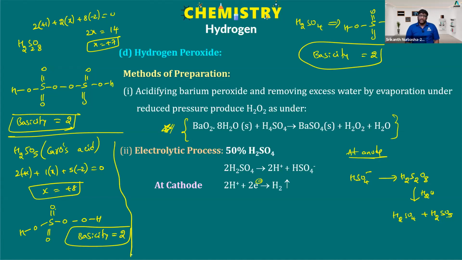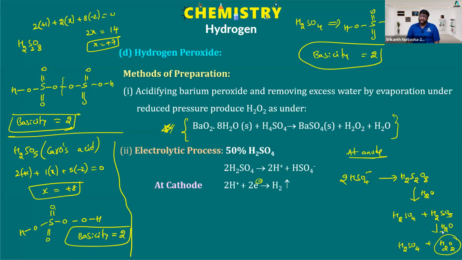At the cathode, the H plus ions will react with each other to form H2 gas. At the anode, 2 HSO4 minus will form H2S2O8, whose structure will be like this. Upon reacting with H2O, since it has a peroxy linkage, it forms H2SO4 and H2SO5, whose structures have been given. This H2SO5, since again it has peroxy linkage, reacts with water to form H2SO4, and the nascent oxygen is given to water to form H2O2.